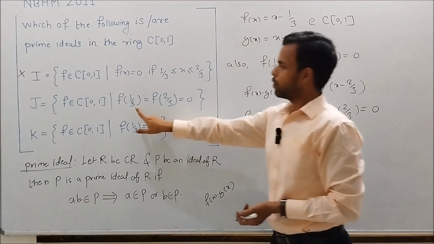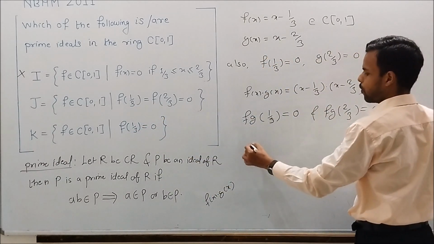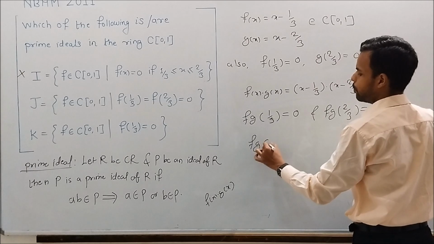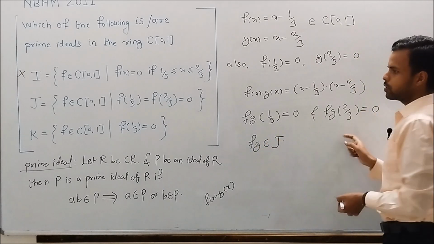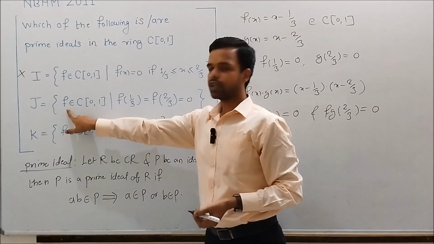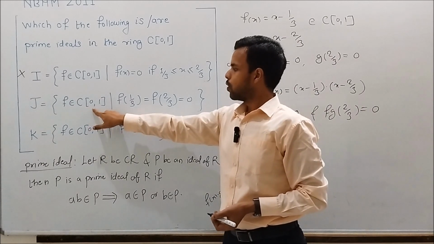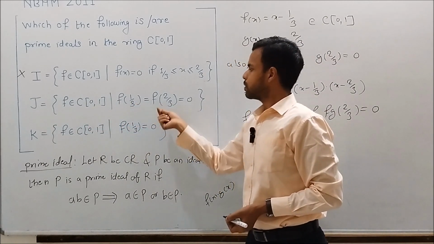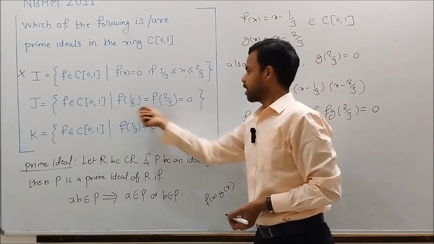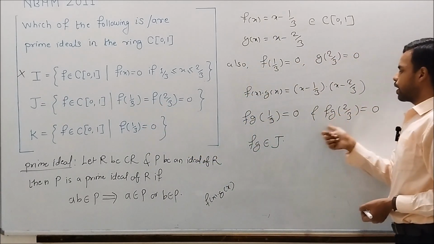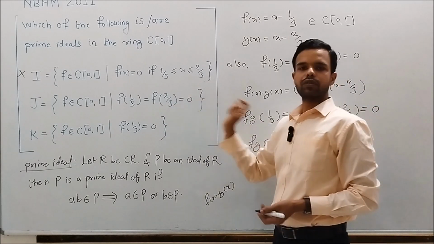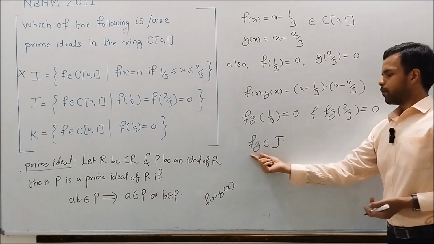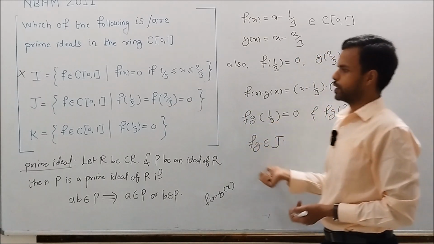So by definition of J, we have fg belongs to J, because J contains all those continuous functions over [0,1] for which f(1/3) = 0 and f(2/3) = 0. Here fg(1/3) = 0 and fg(2/3) is also 0. So the function fg belongs to J.